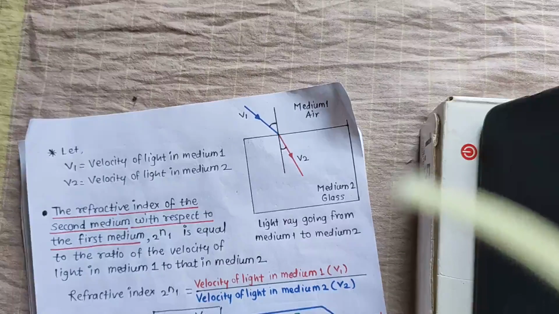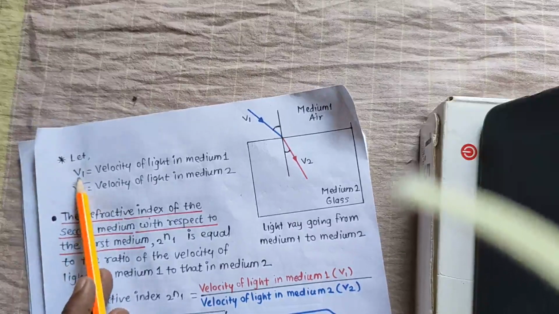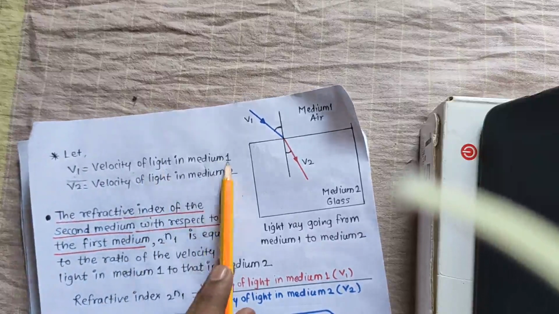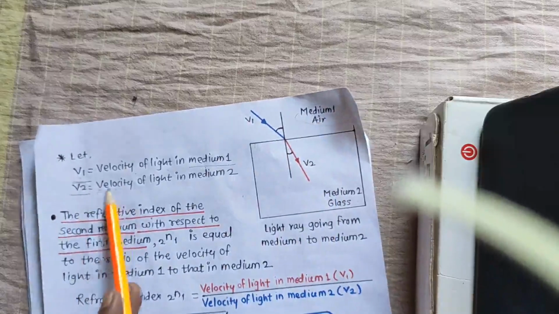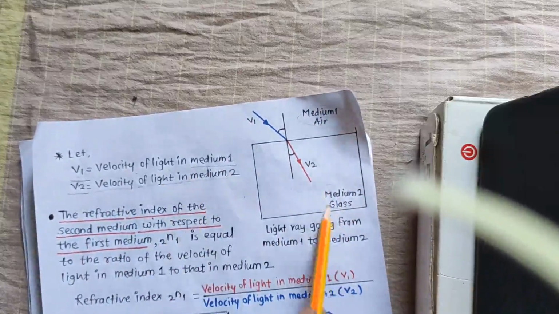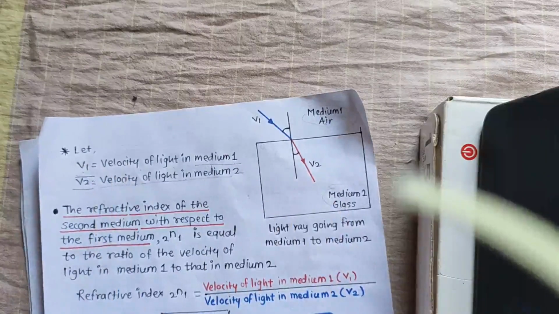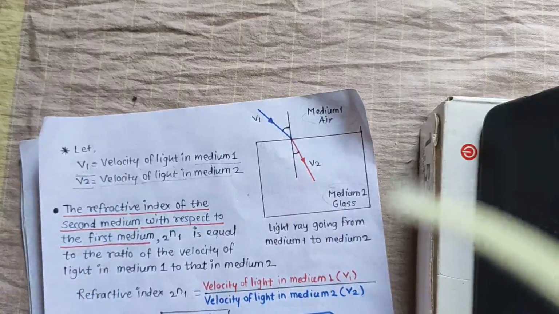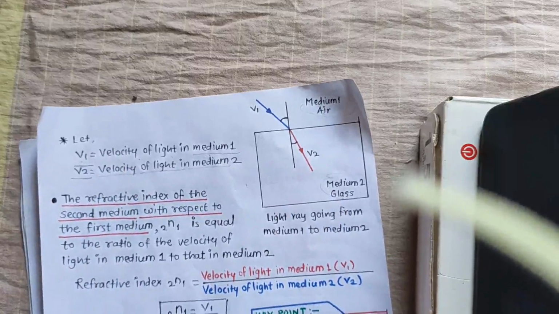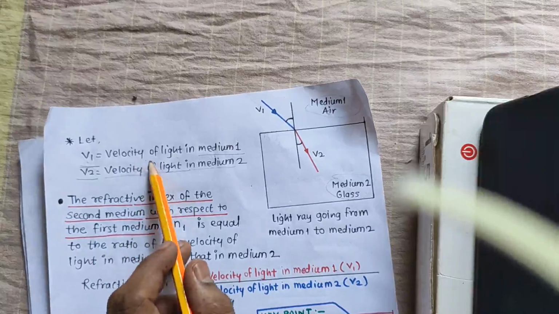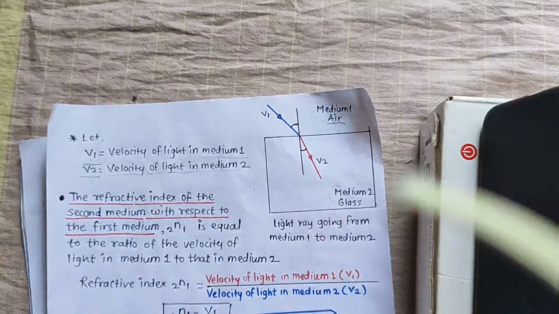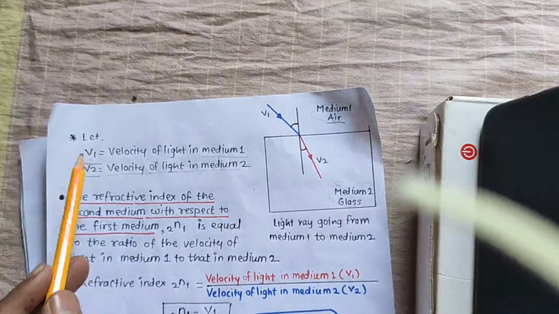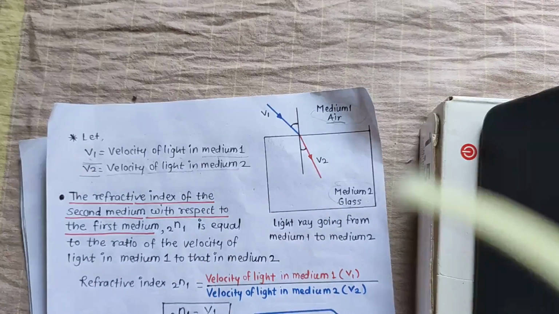Now for this concept, let's consider V1 is the velocity of light in medium 1. For example, medium 1 is air. V2 is the velocity of light in medium 2. Medium 2 is glass. Velocity means the directional speed. Light is traveling with some speed towards one direction, that is velocity. So this velocity is different in air and different in glass. We take the ratio of the speed of light to calculate the refractive index.